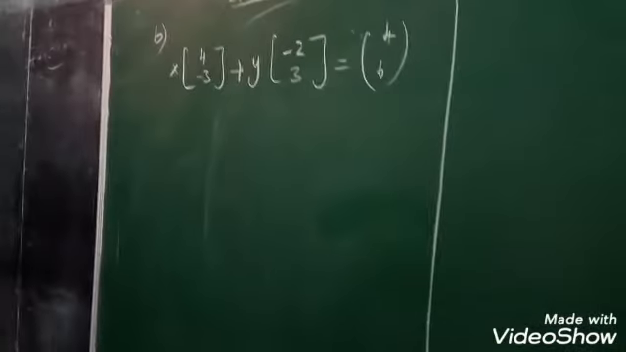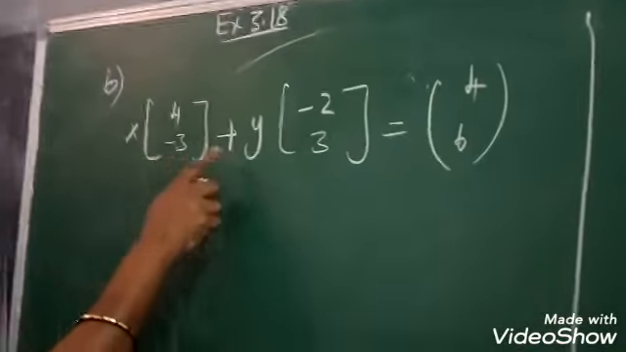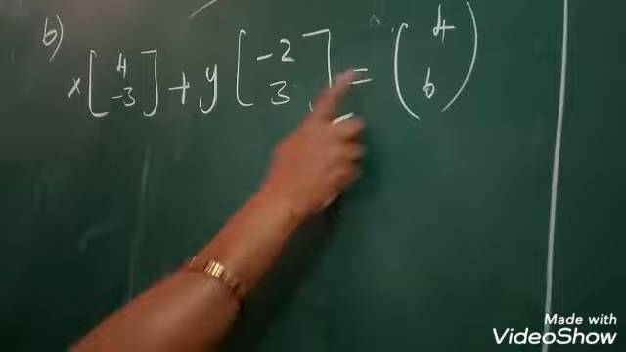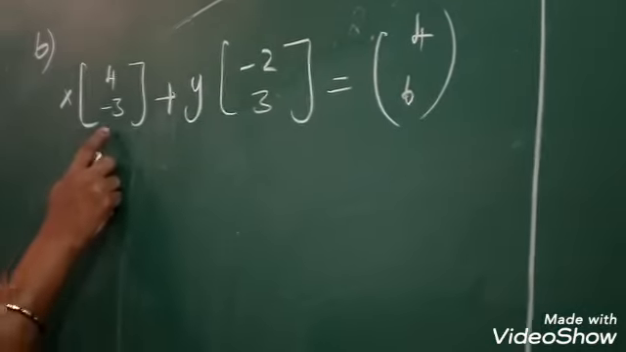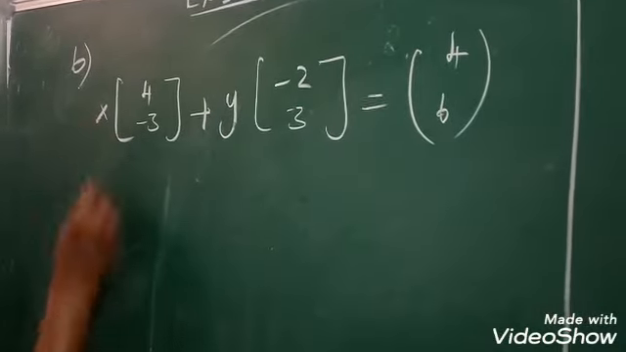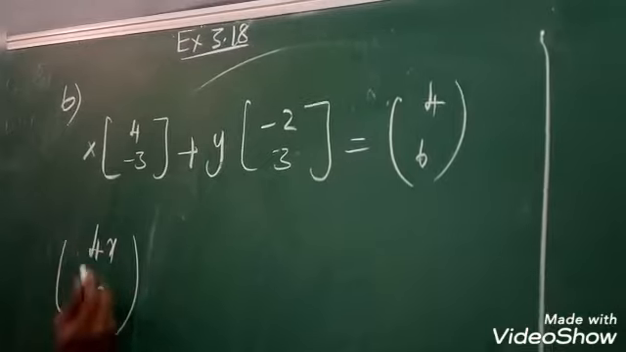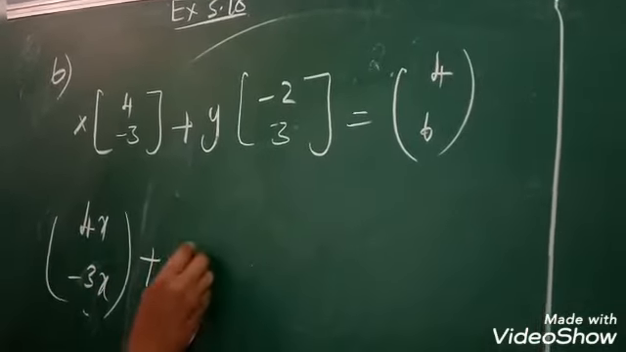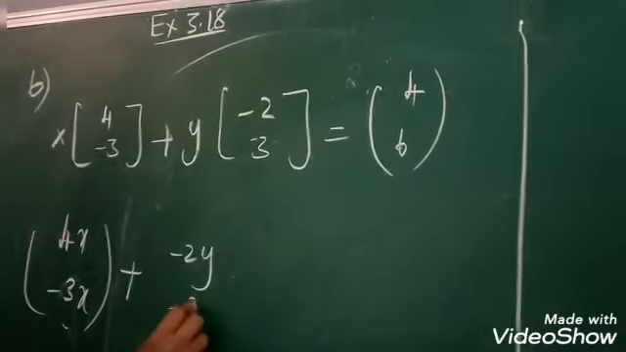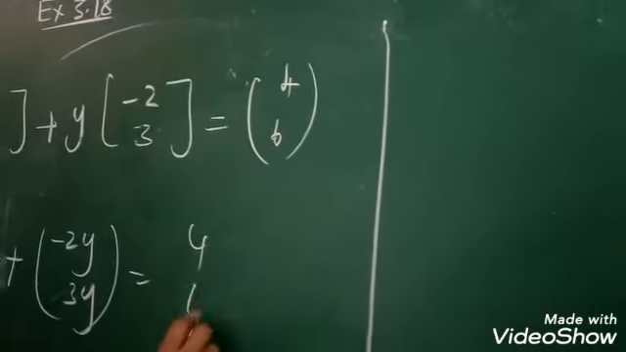See girls, sixth sum 3.18. The matrix 4, minus 3, then minus 2, 3, and here 4, 6. Here, this x you want to multiply here, the y you want to multiply here. 4x, then minus 3y, this is one matrix. 3x. Okay, here y should be multiplied: minus 2y plus 3y. Okay girls, here 4 and 6.